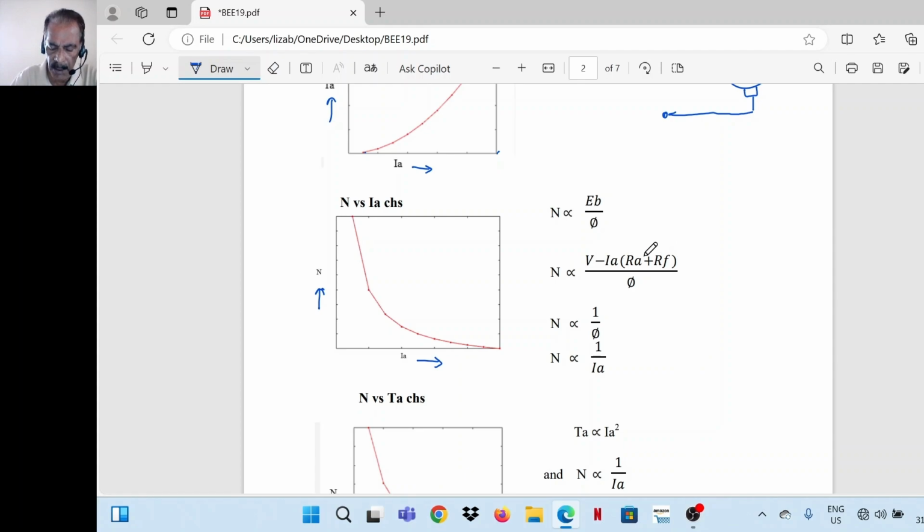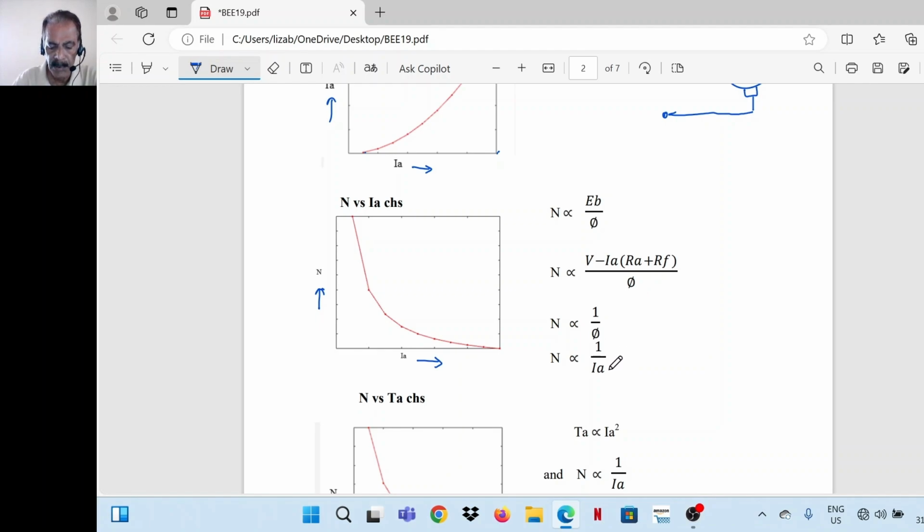So this can be neglected because the drop is relatively very less comparing with the rated voltage. The voltage drop even at full load is negligibly small, so we can take the numerator as V. Comparing with V, the voltage drop is relatively very small even at full load. So this drop can be neglected and numerator can be assumed constant. So we can write the relation N is proportional to 1 by phi.